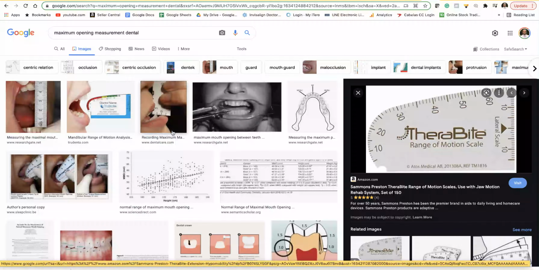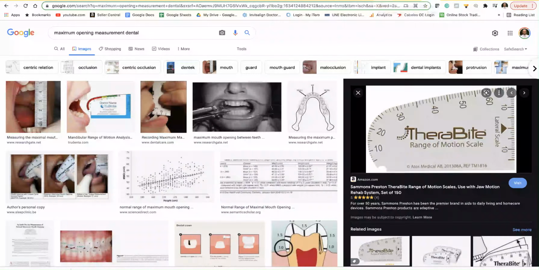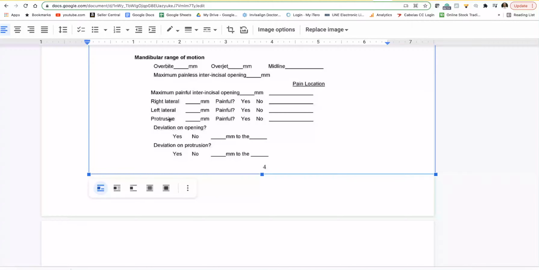The average is somewhere between 10 and 13. Typically I see around 10 to 12. You're looking for, is it a 4 or 5? Or are they very lax in the joint and they can go even farther? Protrusive, have them go as far forward as they can. Obviously, is it painful? And then the pain location. So you want to just identify where the location of the pain is.